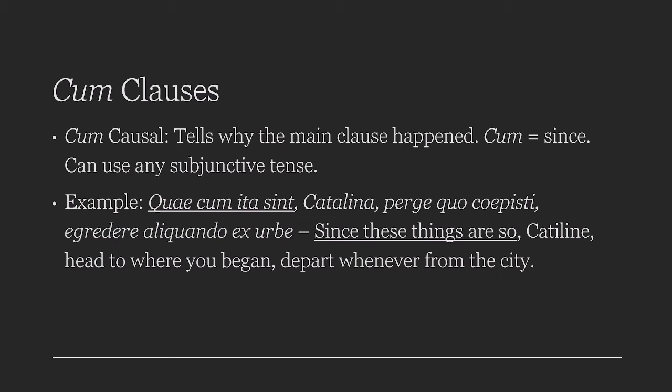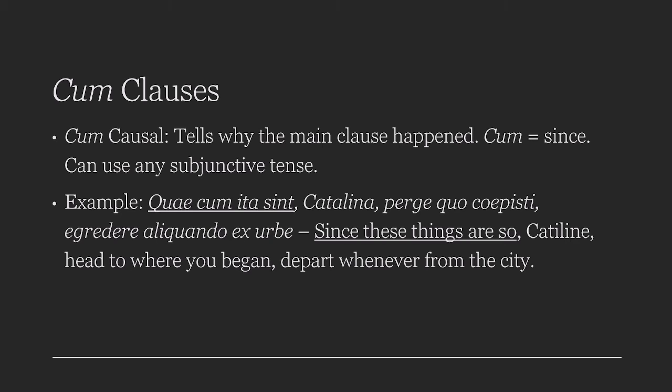Quae cum ita sint, Catilina, perge quo coepisti, egredere aliquando ex urbe. Since these things are so, Catiline, head to where you began, depart at some point from the city. This, by the way, is an actual Latin sentence from Marcus Tullius Cicero's first speech against Catiline. So yes, these do exist in the wild. They are real, and here's an example of one.